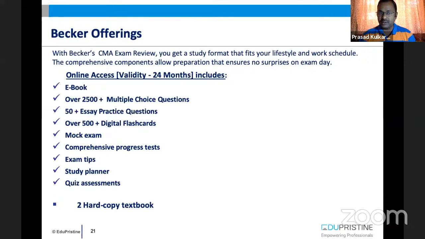CFA takes 3-4 years, CPA takes 1.5-2 years, CMA maybe you will be able to do it in a year or so. So it all depends. Okay, all are competitive. CPA, CMA, they are almost at par with each other. Corporate finance CPAs are superior. Management accounting CMAs are superior.